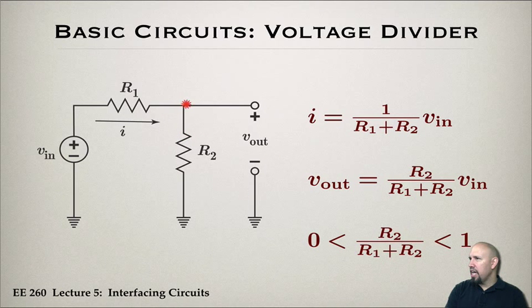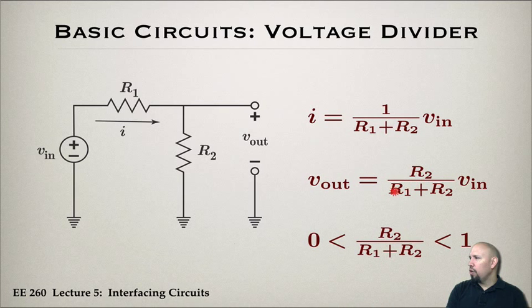Okay, because now this and this are in parallel. So that's V out, and R2 times the current gives us this. This is called a voltage divider relationship. I started with the voltage V in over here, I'm looking at the voltage V out, and this is the relationship I get between V in and V out.